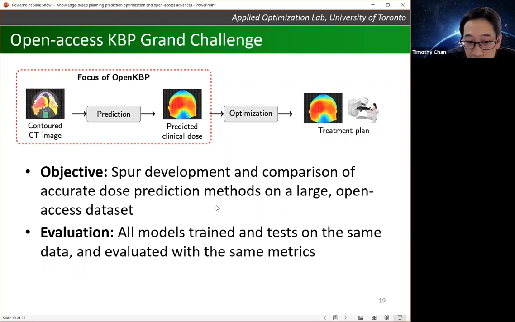So this is going to look very similar to those international machine learning competitions or Kaggle-type competitions that you hear about, right? The objective was to really spur development and comparison of accurate dose prediction methods on a large open access data set. And then all of the models were trained and tested on the same data and evaluated with the same metrics.